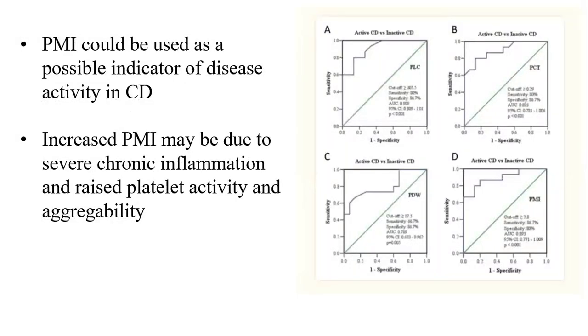Here, they used an additional platelet index, as I said, the platelet mass index, as a possible indicator of disease activity in Crohn's disease. This increase in platelet mass index may be due to the severe chronic inflammation and raised platelet activity and aggressiveness seen in Crohn's disease patients.